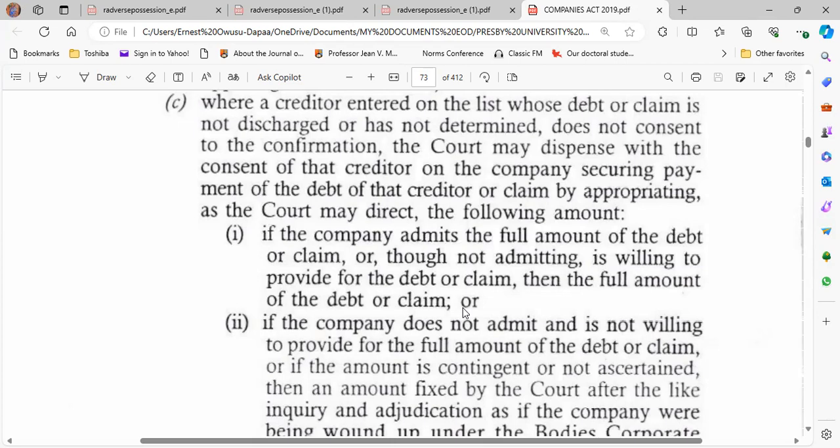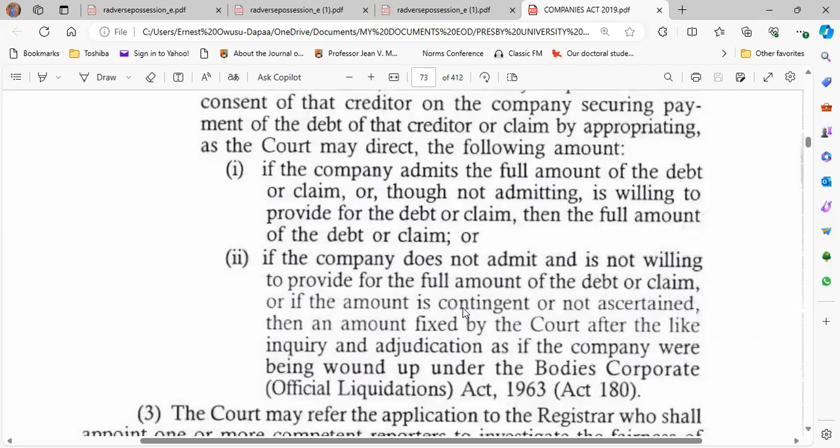Now, if the company does not admit or is not willing to provide for the full amount of the debt or claim, or if the amount is contingent or is not ascertained, then the amount is fixed by the court after the like inquiry and adjudication as if the company were being wound up under the Bodies Corporate (Official Liquidation) Act. Now, I'll say that in your book, you have to cancel this because this law has been repealed now. We now have the Corporate Insolvency and Restructuring Act. So it should rather be, let me see if we get there.